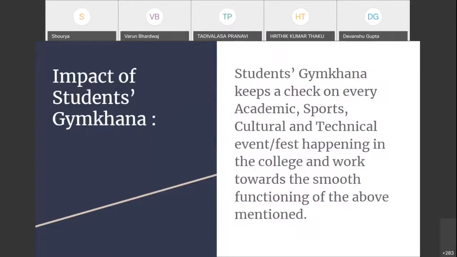So what's the impact of Student Gymkhana? The important one is that Student Gymkhana keeps a check on every academic, sports, cultural, and technical fest or event happening in the college, and they work towards the smooth functioning of these events. So that is what Gymkhana does.